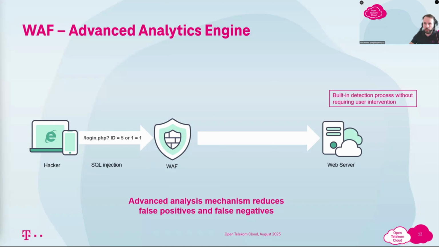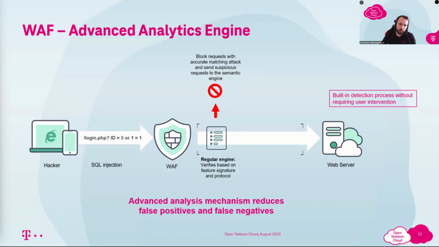Once it reaches the WAF, you have multiple levels of protection. The first one is the so-called regular action. Therefore, we have some signatures and protocols which are compared to the request. When it matches, this request is blocked. For SQL injection, this is not possible because there are basically endless possibilities. You could also write id 6 equals 1.